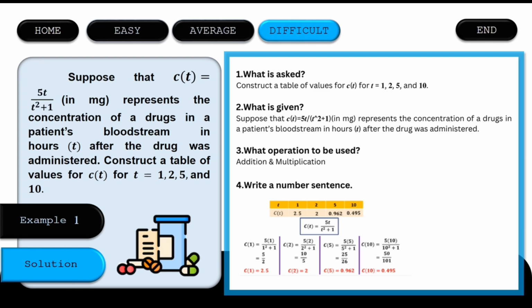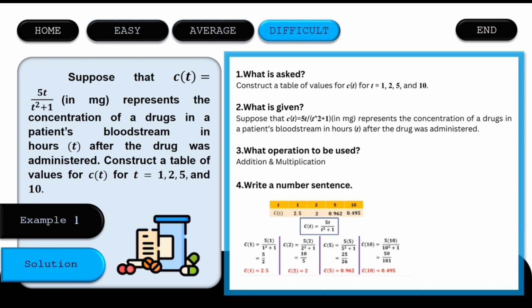Basically, all we have to do is to find the value of C of t when t is 1, 2, 5, and 10. We are going to use the formula C of t is equal to 5t over t squared plus 1. What we will find first is the value of C of t when t is equal to 1. We just substitute 5 multiplied by 1, which is 5, over 1 squared plus 1. 1 squared is still 1, plus 1 is 2. So 5 over 2 is 2.5. So that is the value of C of t when t is 1.